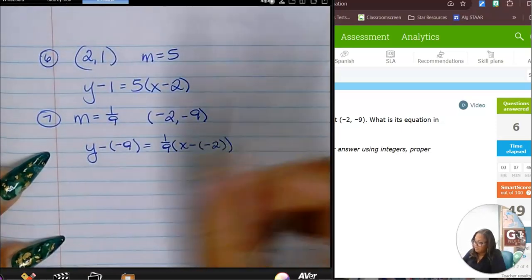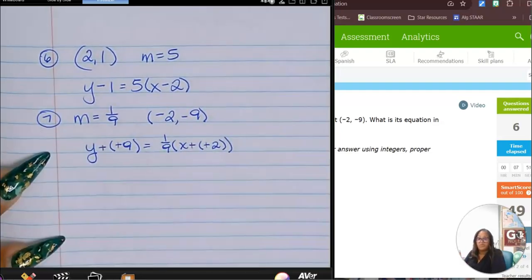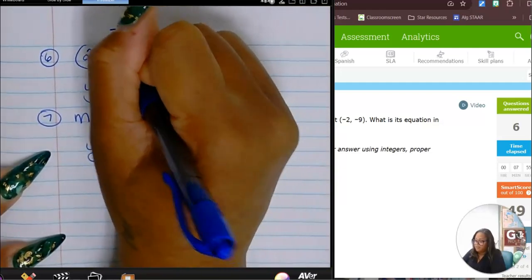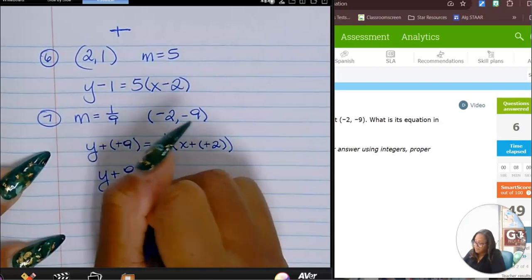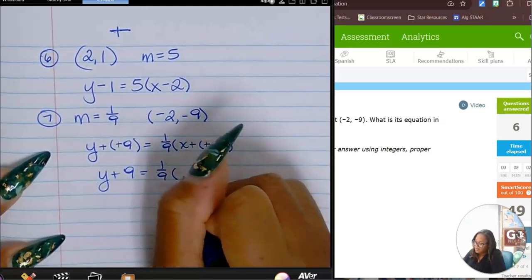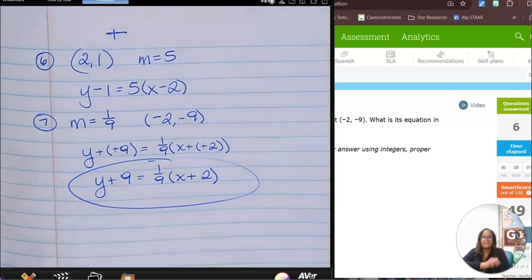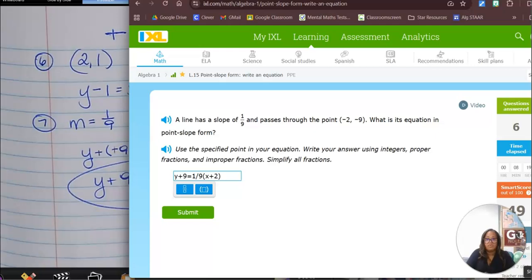So these have to become plus signs. Everything gets changed. We don't change just one, we change them both. So the double negative becomes a positive. So this is now y plus 9 equals 1/9 times x plus 2. This will still be acceptable in IXL. Let's type it in. Y plus 9 equals 1/9 times the quantity of x plus 2.